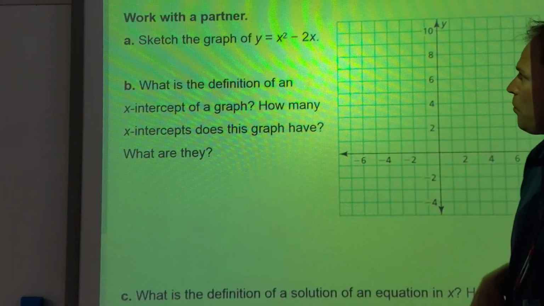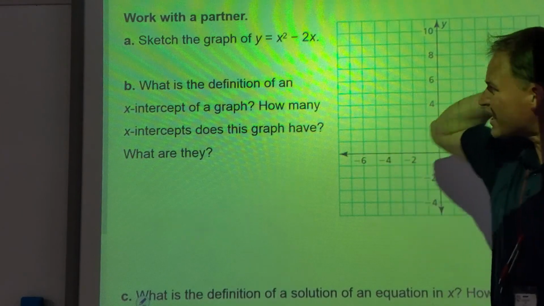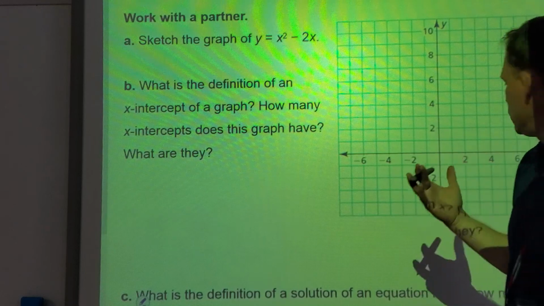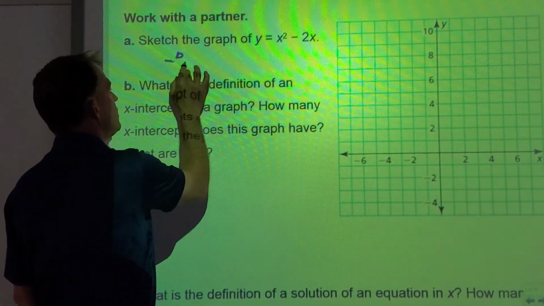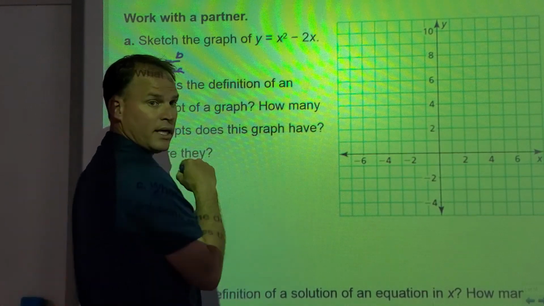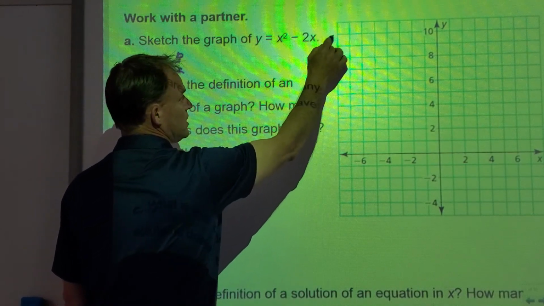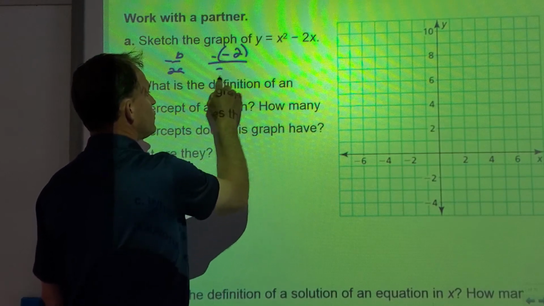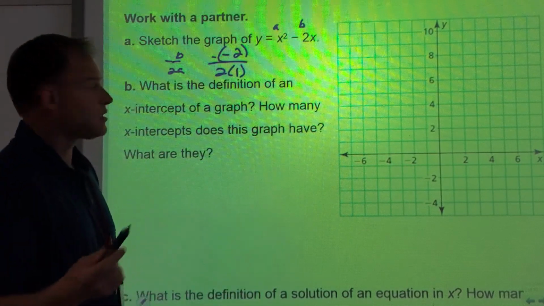So what does that mean? Well, if I want to sketch this graph, how can I sketch a graph? Well, lots of different ways. We can do different things. One of the things we talked about was negative b over 2a. So if I look at this problem right here, I would call this b, and there's no c, c would be 0, so that would be negative 2 over 2 times 1, because that's a, that's b. All right, c is not there, it's 0.